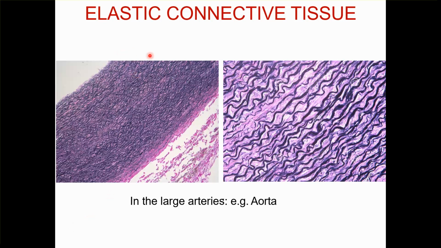Now coming to blood vessels and the elastic connective tissue, you have the aorta, elastic connective tissue. Here the stain is black in color. The example is in large arteries, which is the aorta.